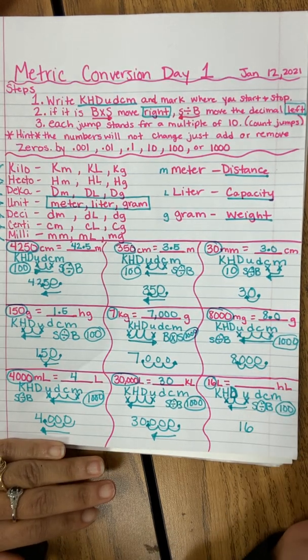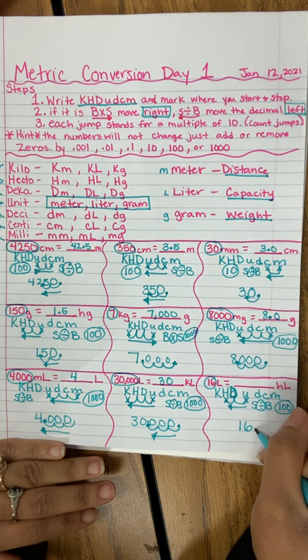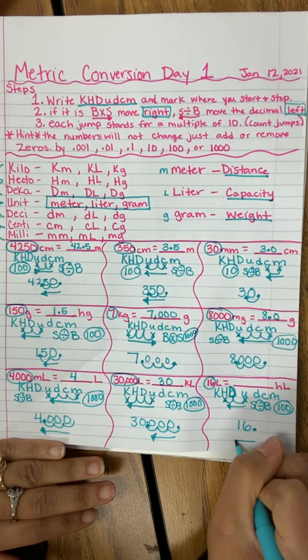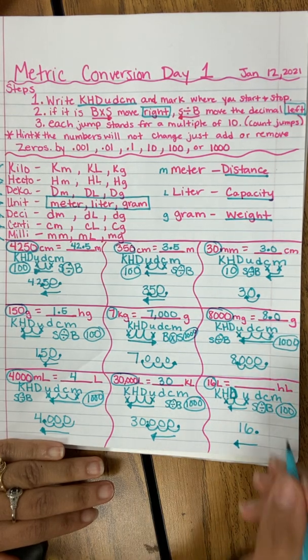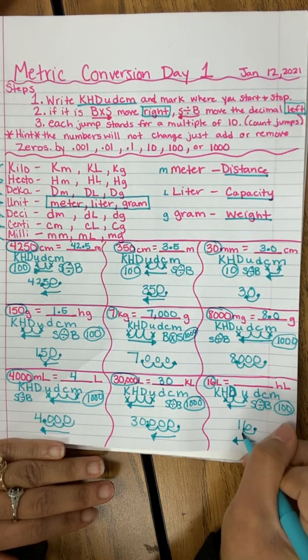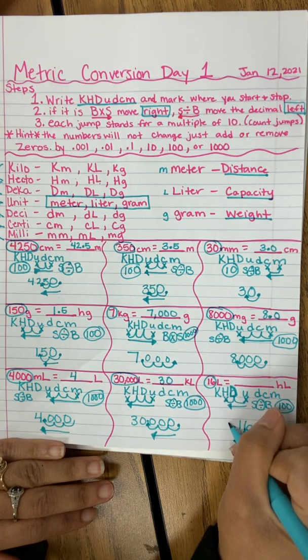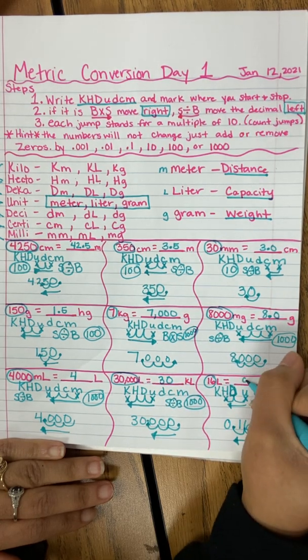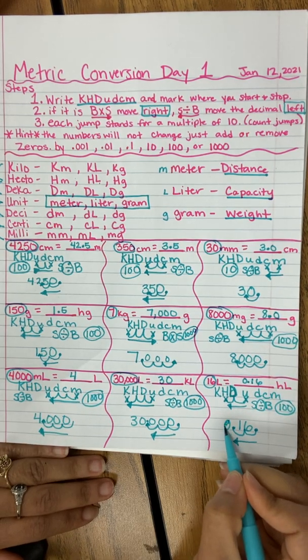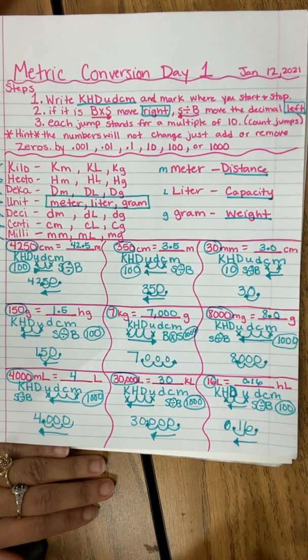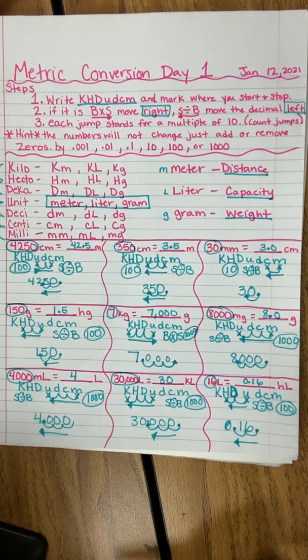So I have 16, and I'm going to put my decimal at the end. I know I'm moving in this direction, and I want to make those same 2 jumps. 1, 2. So if you want, you can put a 0 in the front, or you could have just left it at 0.16. Alrighty, thank you.